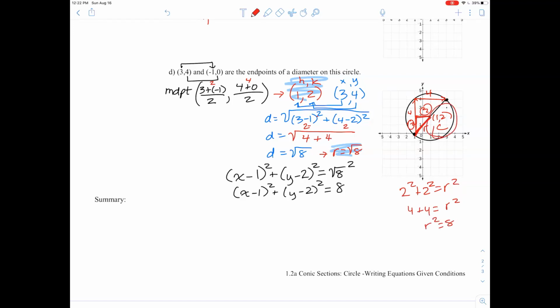And so you have your center there. So x minus 1 quantity squared plus your y minus k quantity squared equals your radius squared, and you could write your equation that way. So it just depends on what you like.